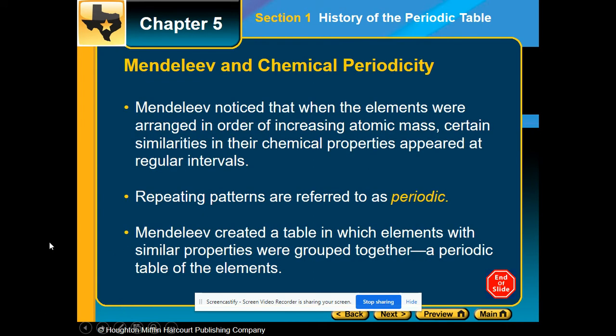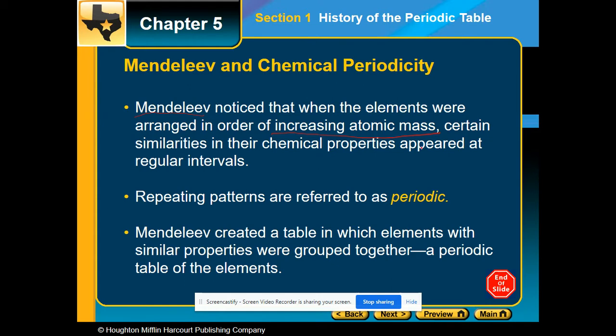Okay, so make sure you know that Mendeleev organized this table by increasing atomic mass. All right. Keep in mind that right now it is organized by increasing atomic number. All right, but he did it by mass.